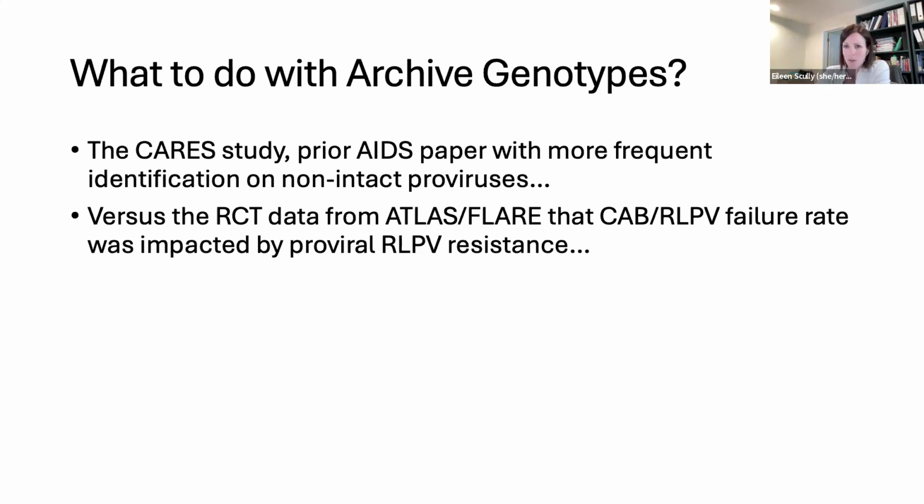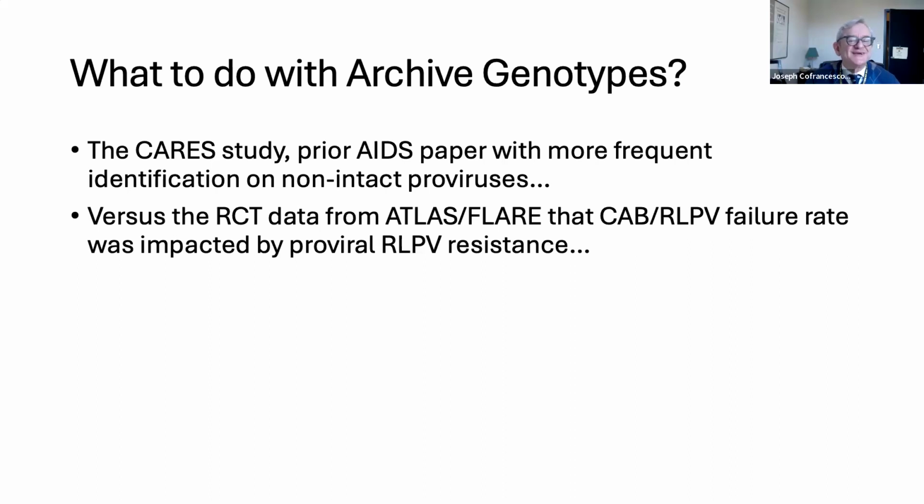Now, all of that data, which basically says you can ignore proviral genotypes, has to be held in contrast to the randomized controlled trial data from ATLAS and FLAIR, that cabotegravir-rilpivirine failure rate was actually impacted by proviral rilpivirine resistance testing. In that study, they saw that having pre-existing rilpivirine mutations was linked to worse outcomes in individuals who switched to cabotegravir-rilpivirine, at that very low but present failure rate. So Joko, do you have thoughts and feelings?